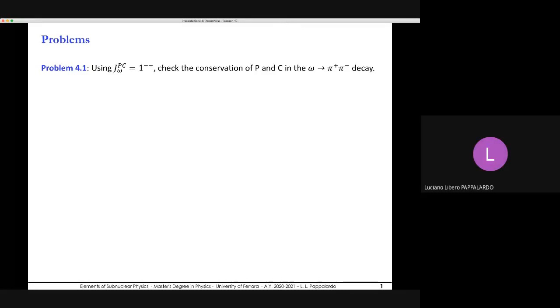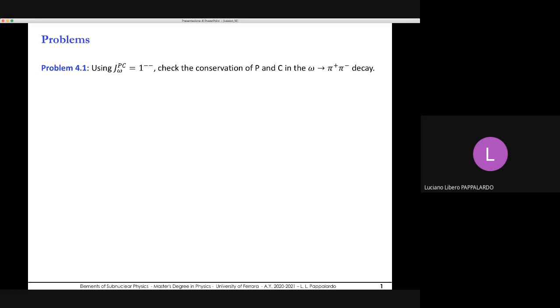So as I anticipated yesterday, in the first part of today's lesson, we will solve some problems about the discrete symmetries that we studied yesterday in the previous lesson, and then we will move on to the Hadron chapter. So let's start with problem 1.